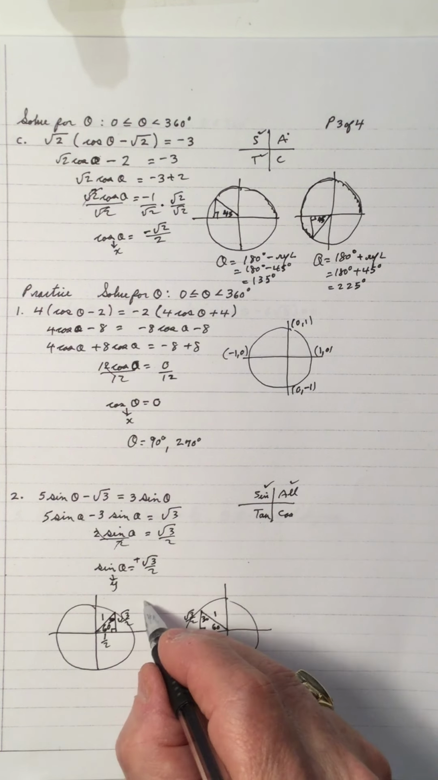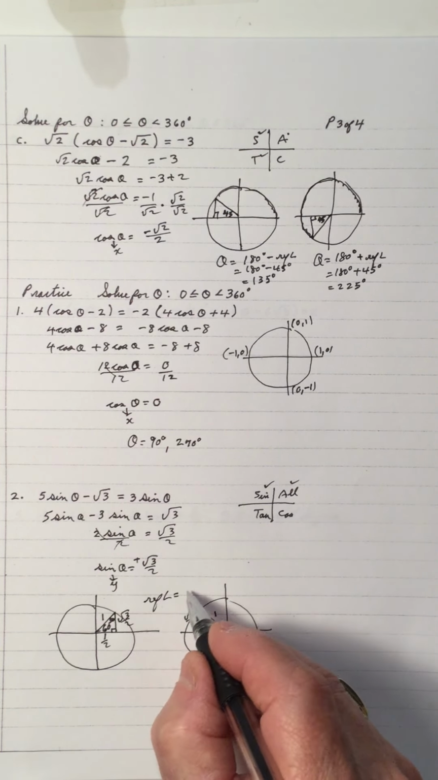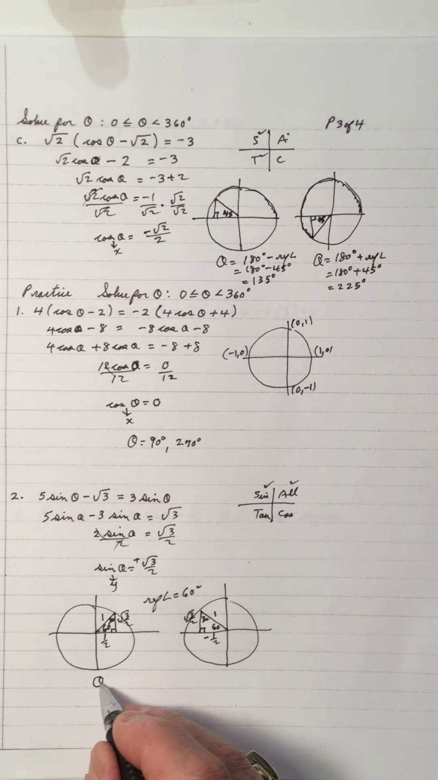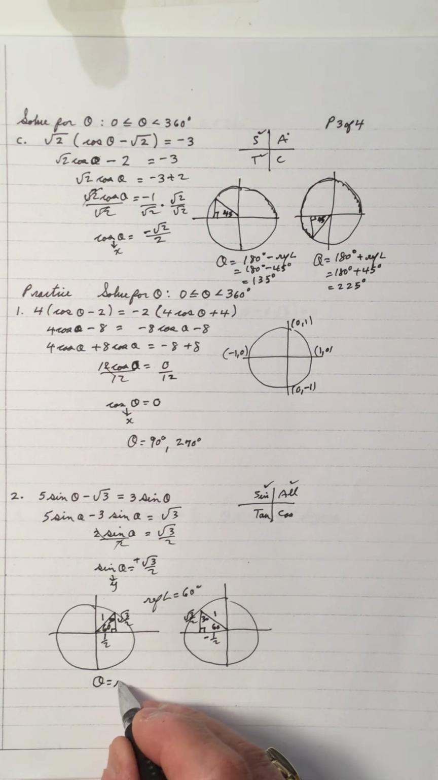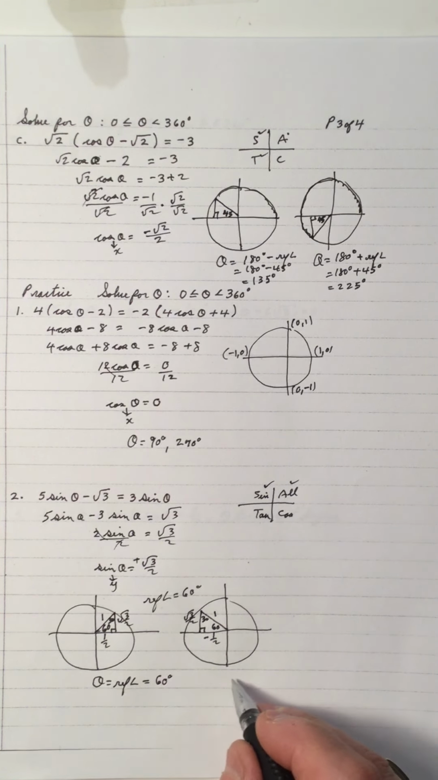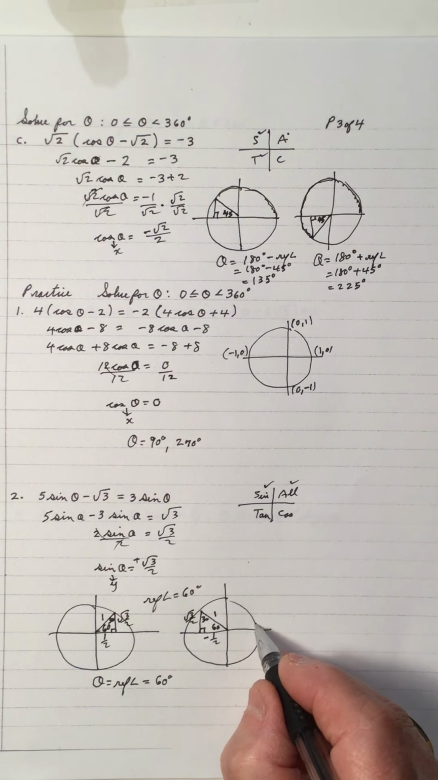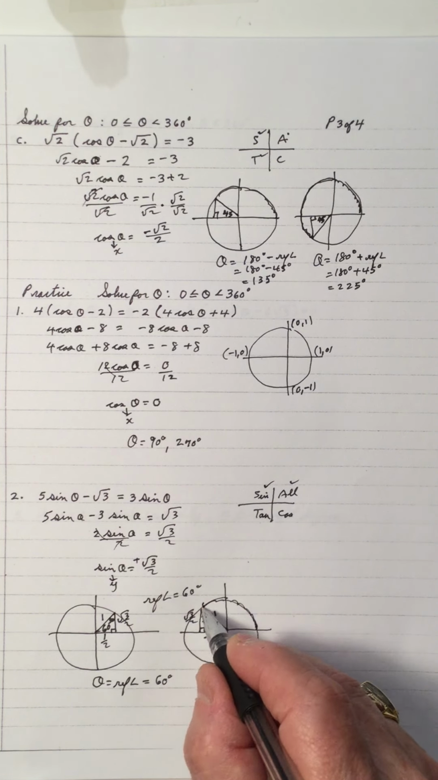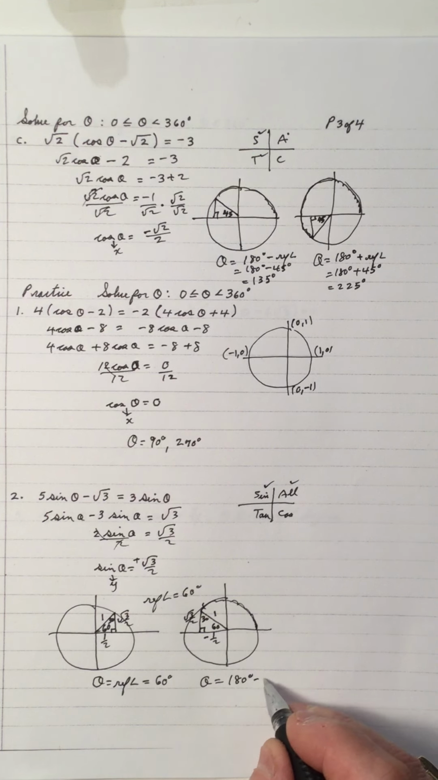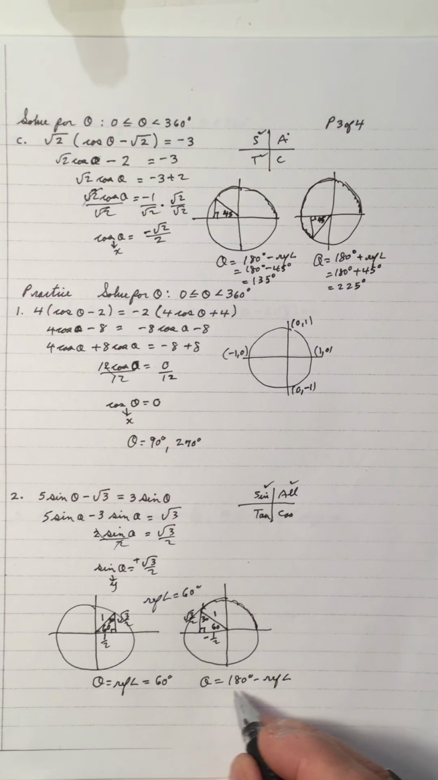But we want the reference angle. So the reference angle for both of these is 60. So theta in the first quadrant, theta is the reference angle, which is 60. And in the second quadrant, theta is this rotation here. Theta is 180 minus the reference angle.